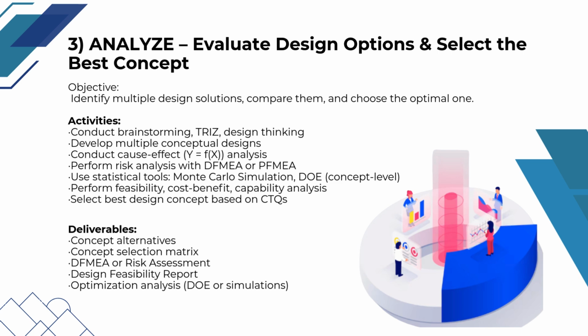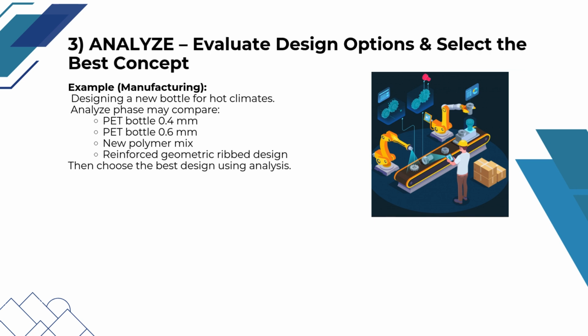In the analyze phase for designing a new bottle for hot climates, multiple design options such as a 0.4 mm PET bottle, a 0.6 mm PET bottle, a new polymer mix, or a reinforced ribbed design are compared using risk analysis, simulations, and feasibility studies, and the best concept is selected based on its ability to meet CTQs like durability, cost, and performance under extreme temperatures.